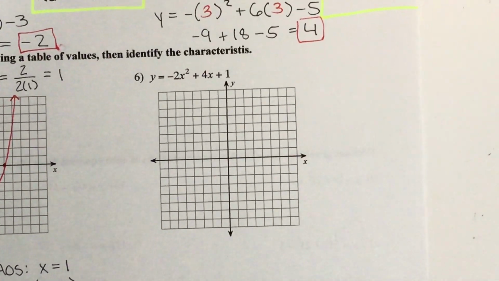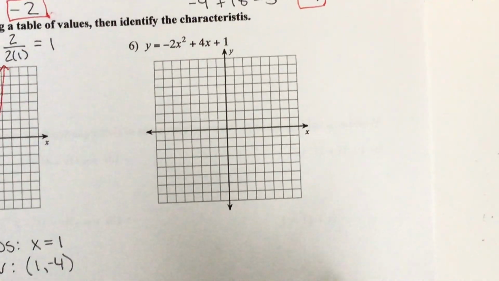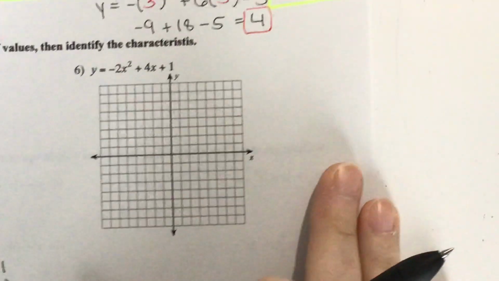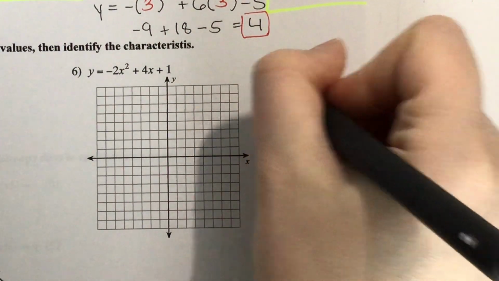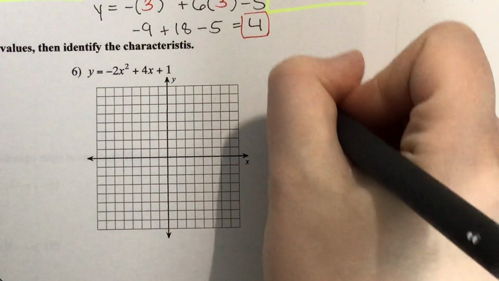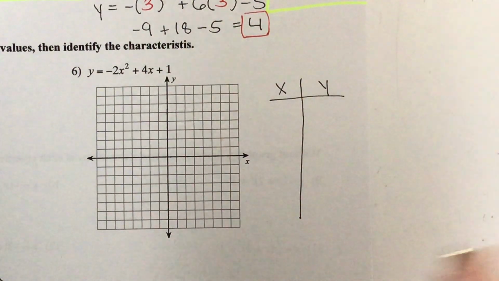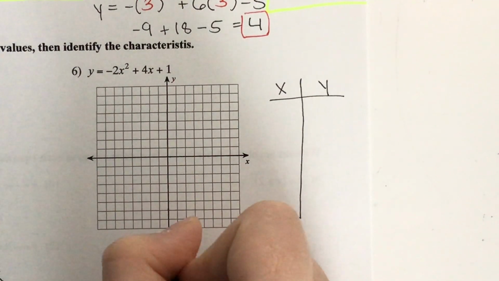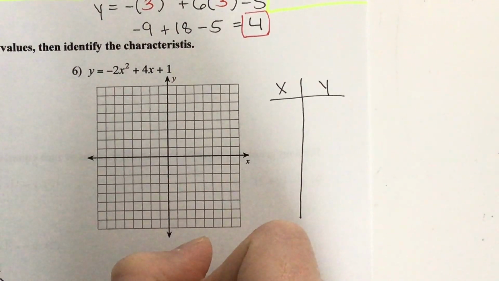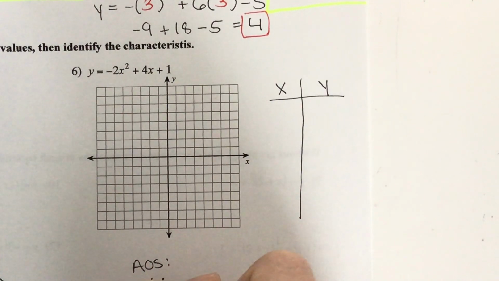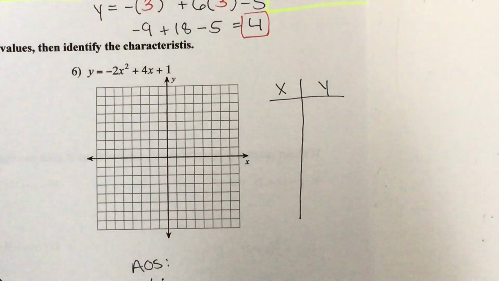I know, it sucks. All right, we need a table. I can honestly do it over here on the side. Axis of symmetry, vertex, domain, range. All right, here we go.